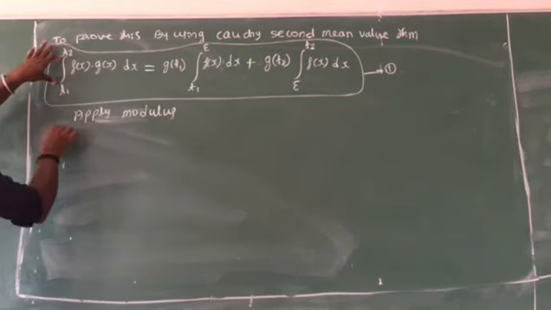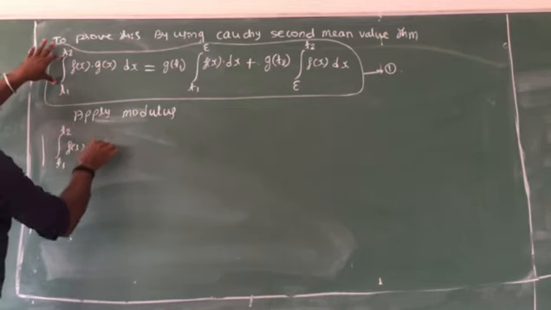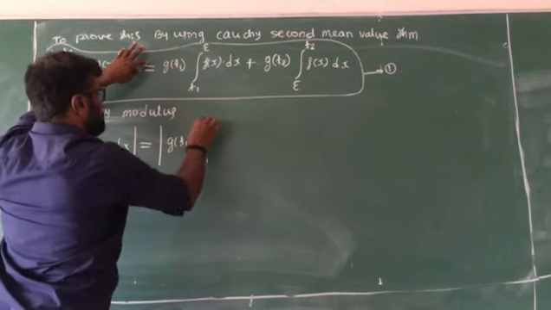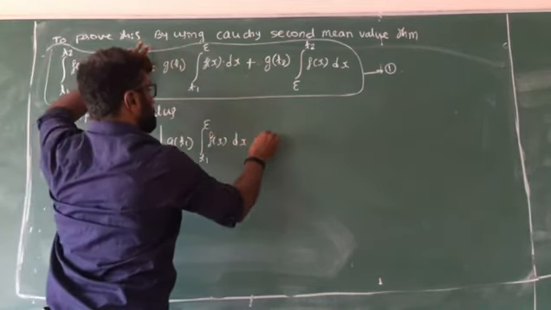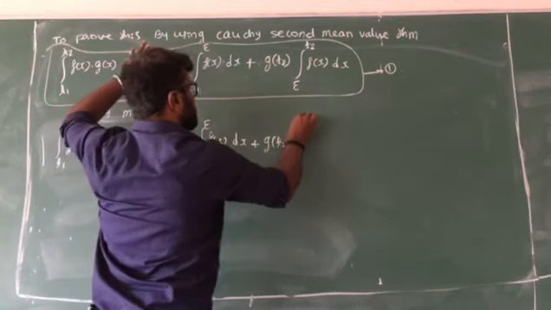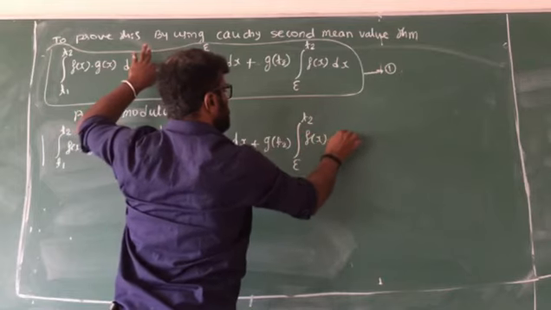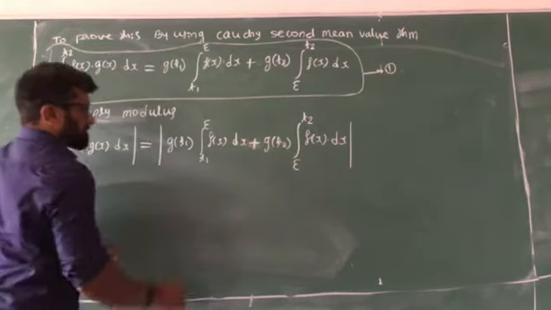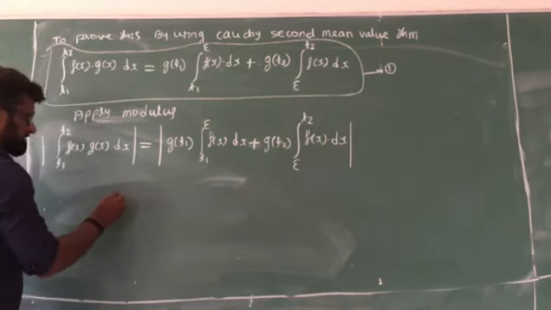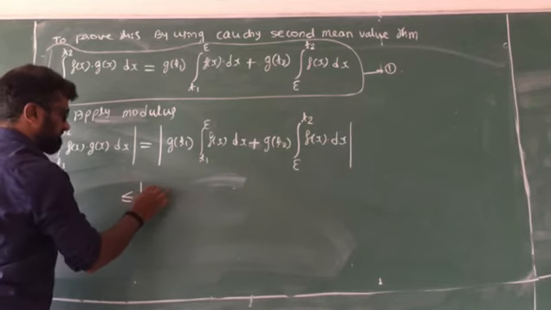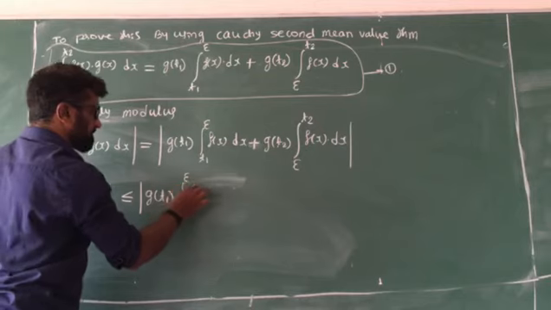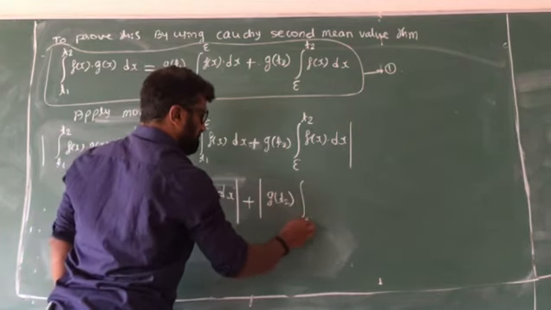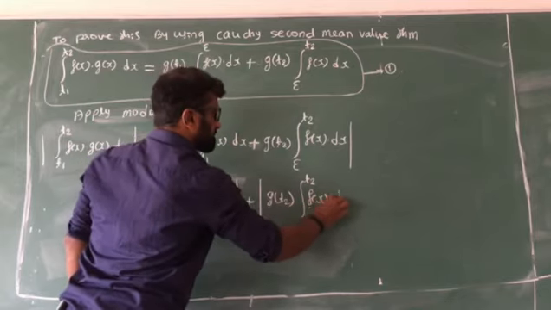So the integration of t1 to t2 of f of x into g of x dx is equal to g of t1 times the integration of t1 to epsilon of f of x dx plus g of t2 times the integration of epsilon to t2 of f of x dx. Taking modulus, directly I can write this as less than or equal to modulus of g of t1 times the integration of t1 to epsilon of f of x dx, modulus, plus modulus of g of t2 times the integration of epsilon to t2 of f of x dx.